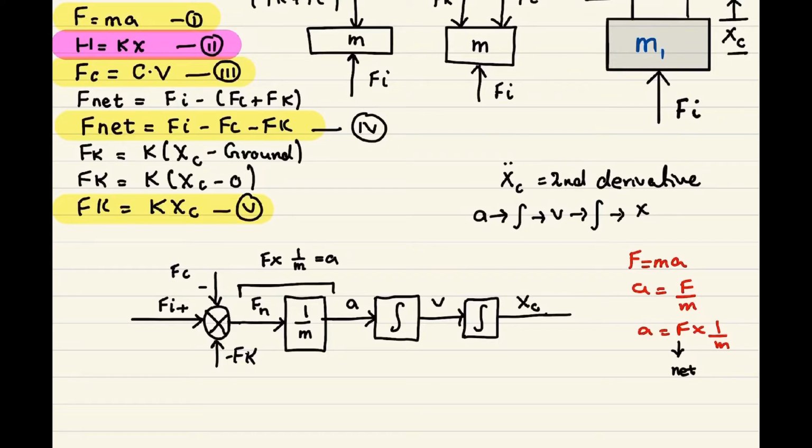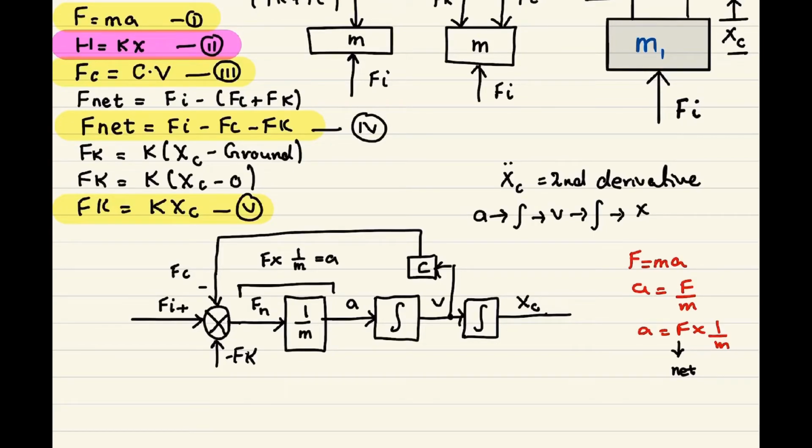I know fc is coming from equation number 3, and in this equation I know it's the damping coefficient times the velocity. So we're going to pick this point for the velocity, multiply it with the damping coefficient and send it back to here as a negative feedback.